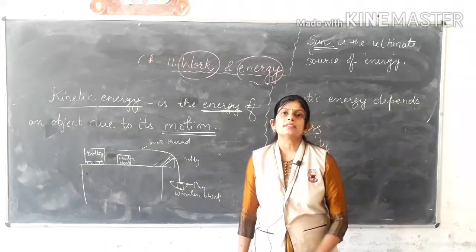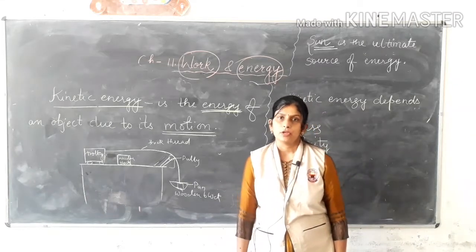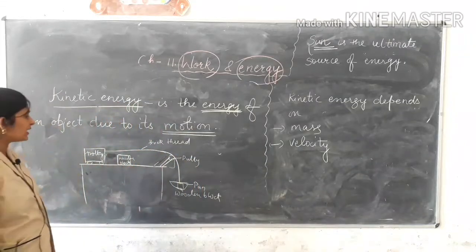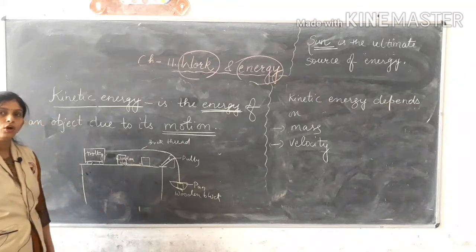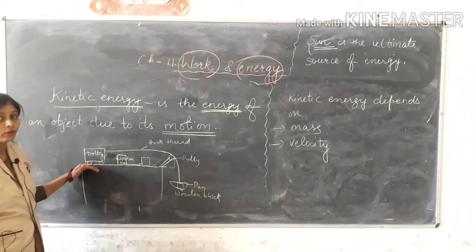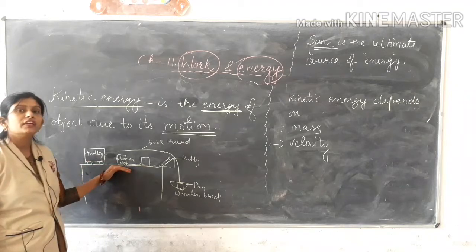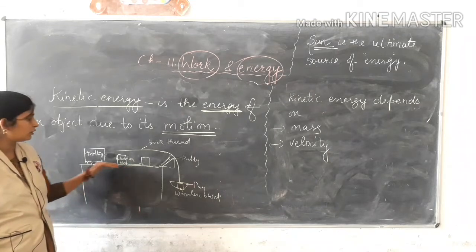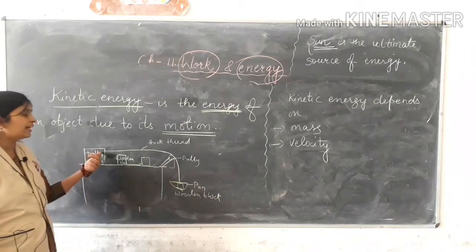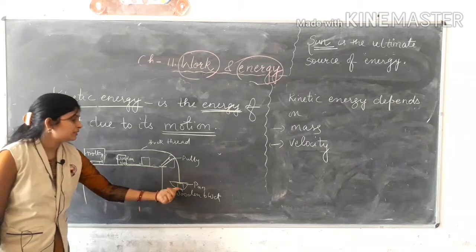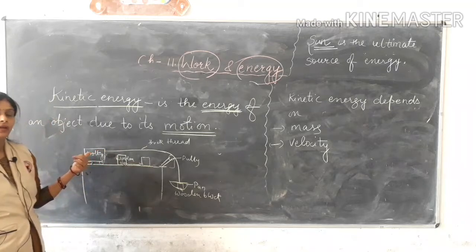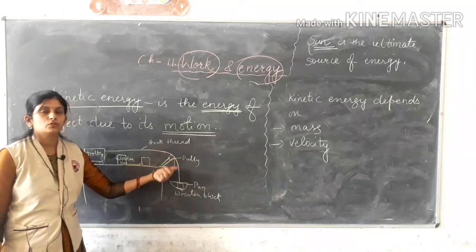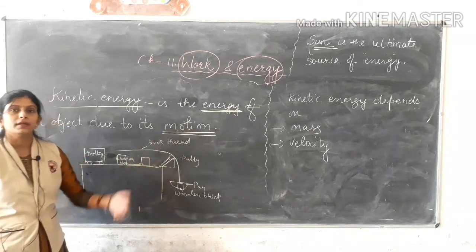Now, on what factors does the kinetic energy of an object depend? To explore this, we will perform an activity. In this activity, take a wooden table. On this wooden table, we place a toy trolley. In front of this toy trolley, we keep a wooden block of known mass at a particular distance from the toy trolley. Now, we tie this toy trolley to the pan with the help of a thick thread. Remember one thing, this thick thread is made to move over the pulley so that it can move smoothly, properly, easily.